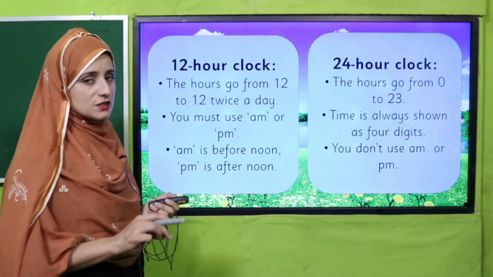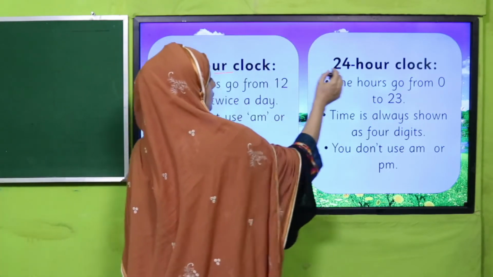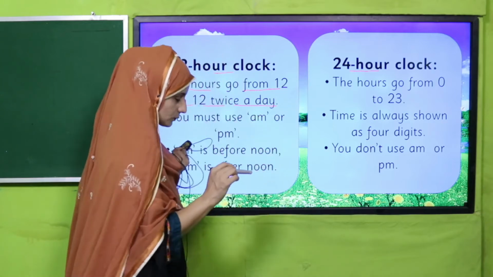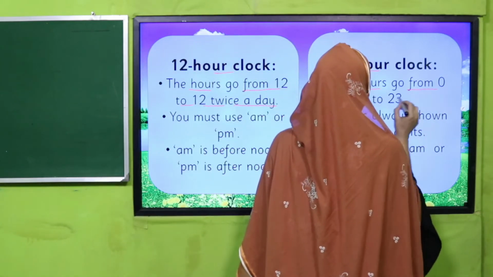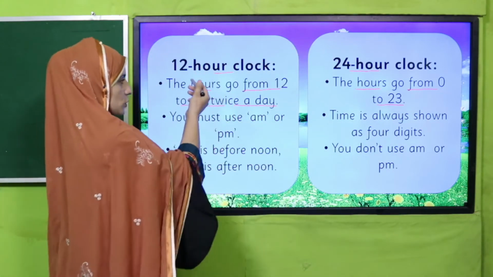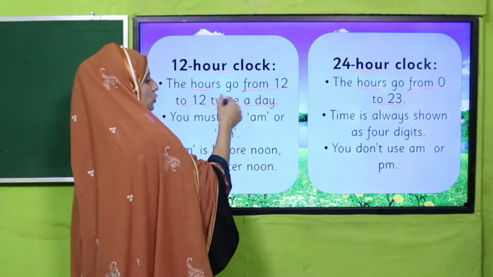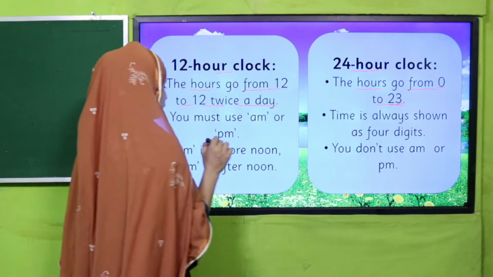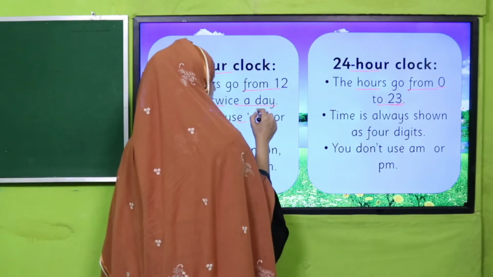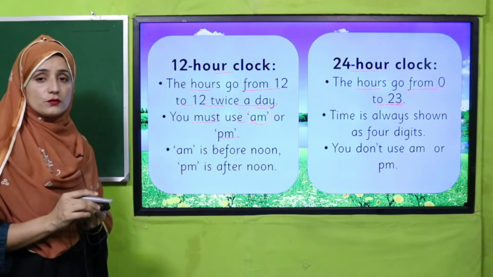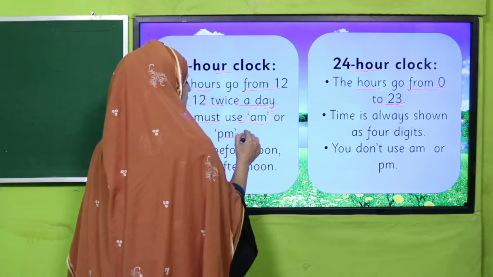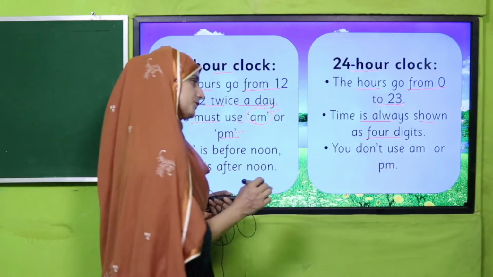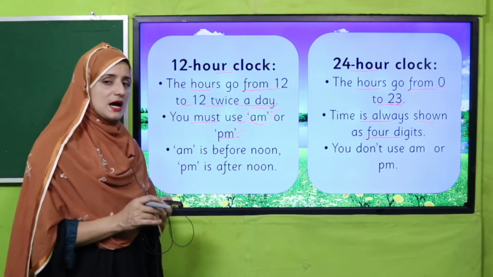We can see the difference between the 24-hour clock and the 12-hour clock. In the 12-hour clock, the hours go from 12 to 12 twice a day, but in the 24-hour clock the hours go from 0 to 23, directly till 23. In the 12-hour clock we must use AM for morning time and PM for evening time. But in the 24-hour clock, time is always shown as 4 digits.